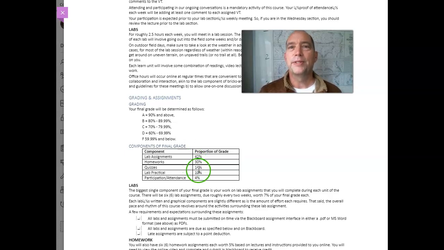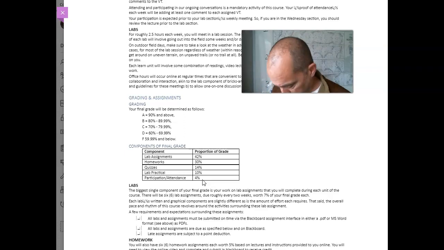And then the quizzes and a final, you can kind of think of this lab practical as being a take-home final in which you do things with the tools that we've been using all semester. And then some weight, 4% of your final grade, is given to showing up for lectures and participating in our discussion. This really matters at the margin. You can think of it this way.